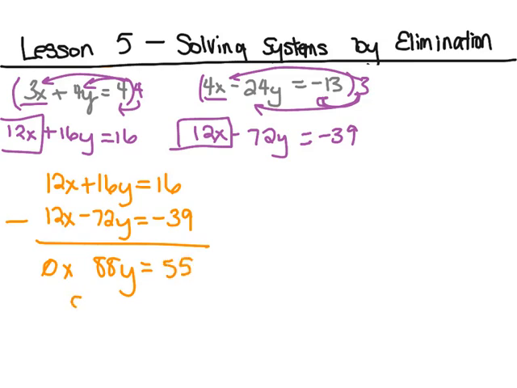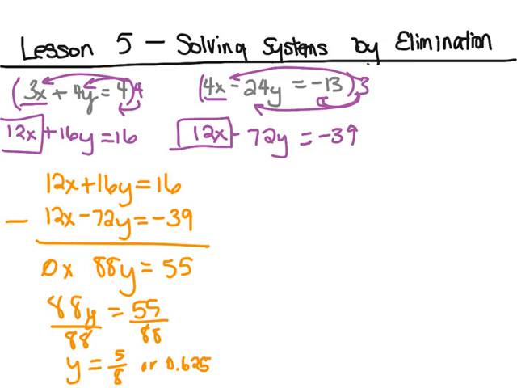Now we're going to solve for y. So 88y is equal to 55. Divide both sides by 88. And y is equal to 5 over 8. Or, as a decimal, it's 0.625.